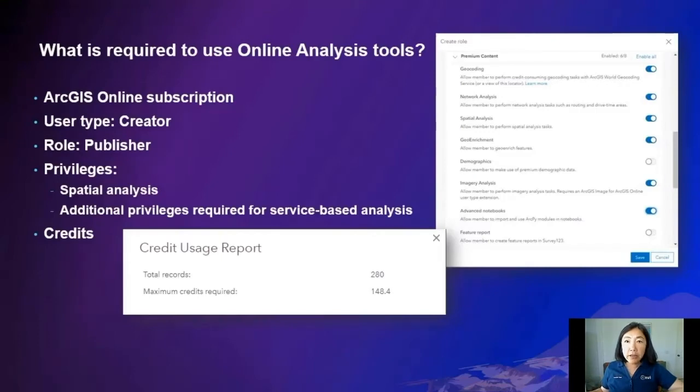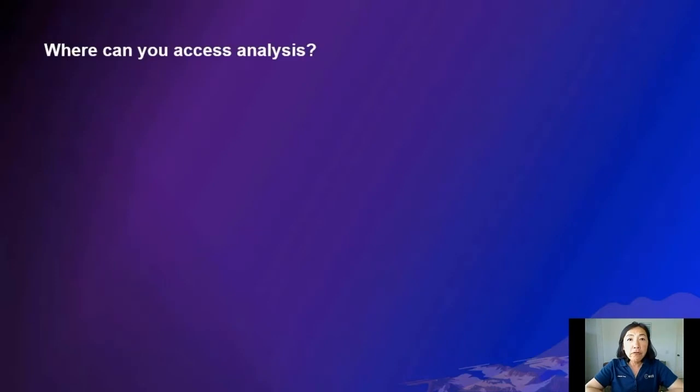So, what do you need in order to use the online analysis tools? Since the tools are part of ArcGIS Online for organizations, you need to have a subscription to an organizational account. To use analysis tools, you need to be a creator user type, a publisher role, and with the right privileges. In addition, the use of the online analysis tools does consume credits as we are using a series of ArcGIS Online provided services. Now, from where can you access online analysis tools?